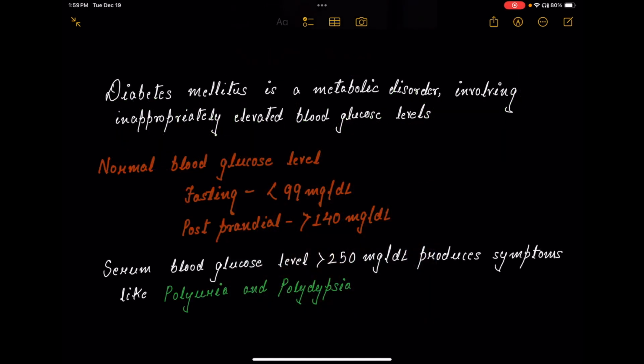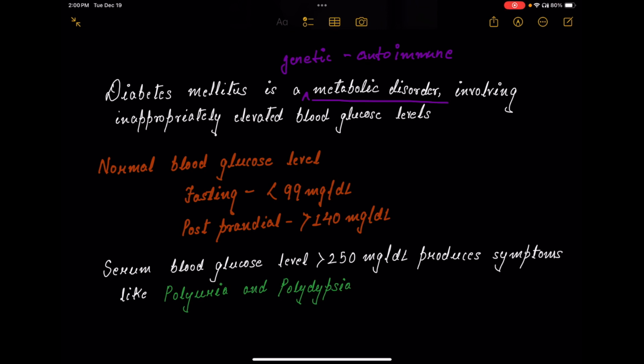So, before studying about diabetic foot gangrene, I want to tell you about diabetes mellitus. Diabetes mellitus is a metabolic disorder. It is a genetic, autoimmune metabolic disorder involving inappropriately elevated blood glucose level.